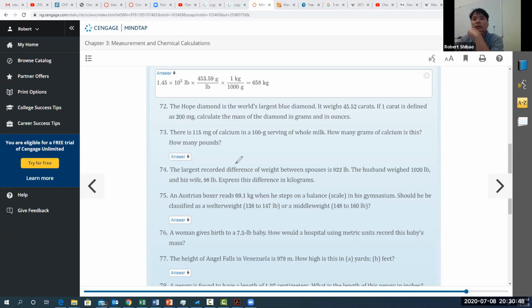This one turned out not to be an advanced problem, because they're only asking about the calcium here. So 115 milligrams is, how many grams is that? Well, 115 milligrams, a gram is three orders bigger. So this is 0.115 grams.